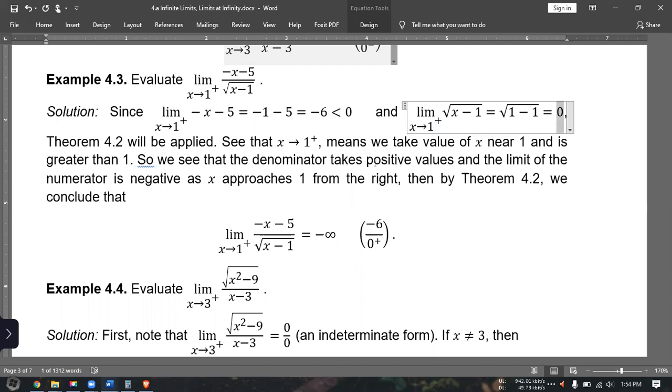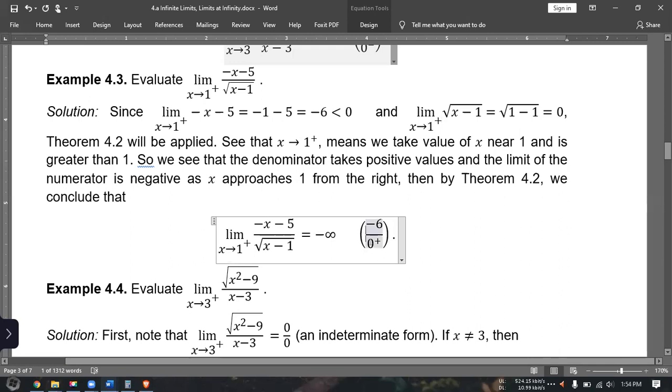Dito natin mananalo. It's okay. From the positive side, greater than 1. All values of x near 1 and at the same time greater than 1. So we are trying to approach 0 from the positive side. So in summary, we have negative 6 over approaching 0 from the positive side. Let me go back to our table.